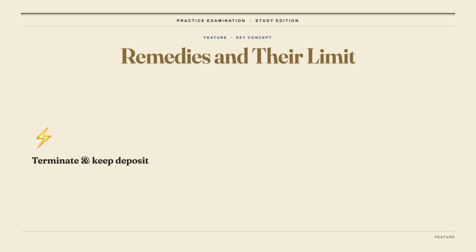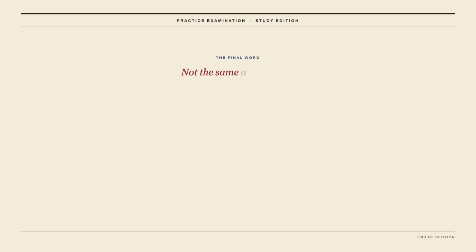A seller facing a late buyer can terminate and often keep the earnest money. A buyer facing a late seller can terminate and recover her deposit. But a party who accepts late performance, keeps negotiating, or reschedules without objection can waive the clause entirely. So enforcing it requires acting like you mean it.